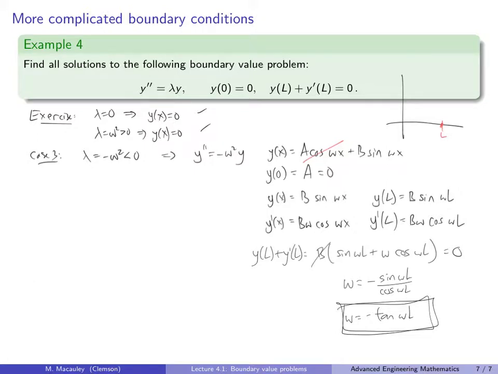Okay. So what does that mean? Well, that means that any omega that satisfies this is going to give us a solution. And so lambda is just the negative of that omega squared. Okay, so what do we do with this? Well, you can think of this as the intersection of two curves. Let me sketch this.